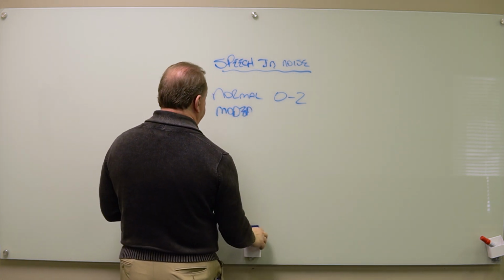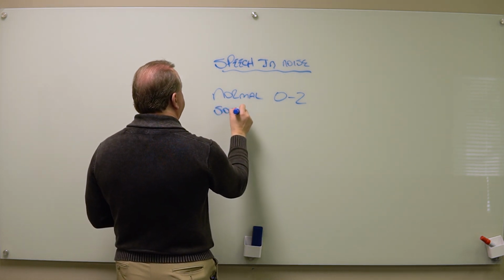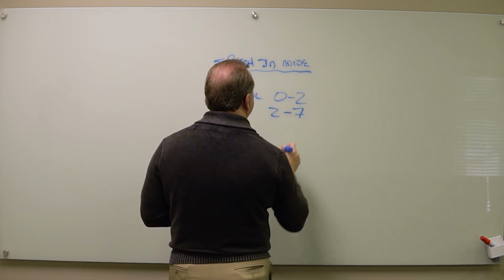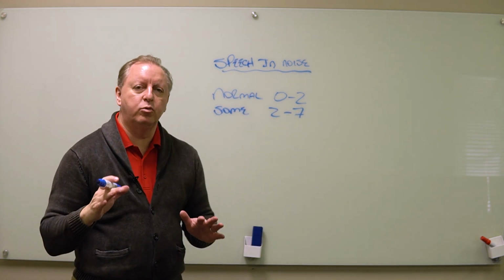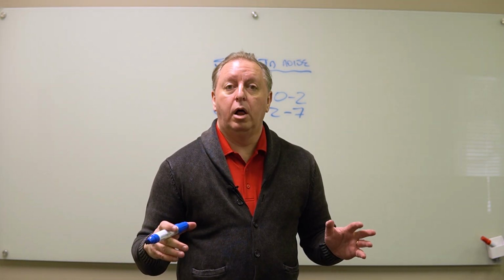Or excuse me, said that wrong. We actually call that some problem understanding. And that is anywhere from 2 to about 7. When you miss 2 to 7 words, I say you have some problem understanding in noise. And you go, yeah, that's about right.